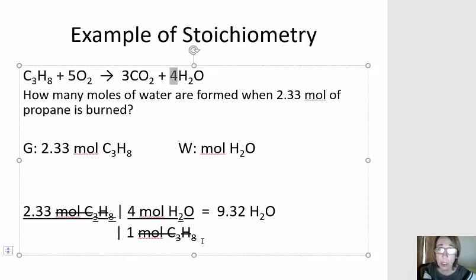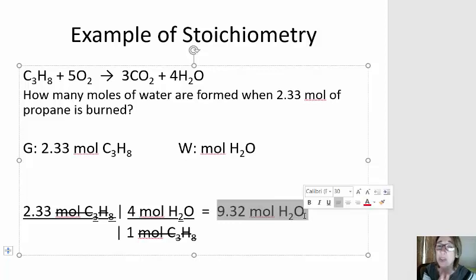So this mole ratio, 4 moles of water to 1 mole of propane, comes from the balanced chemical equation and is determined by the chemical that I'm solving for, which is in the numerator, and the chemical that I'm converting from, which is in the denominator. So my moles of propane cancel out. I'm left with moles of water, which is what my unit is, and that's what I'm solving for. And then I multiply 2.33 by 4, divide by 1, which doesn't change its value, and we end up with 9.32 moles of water.